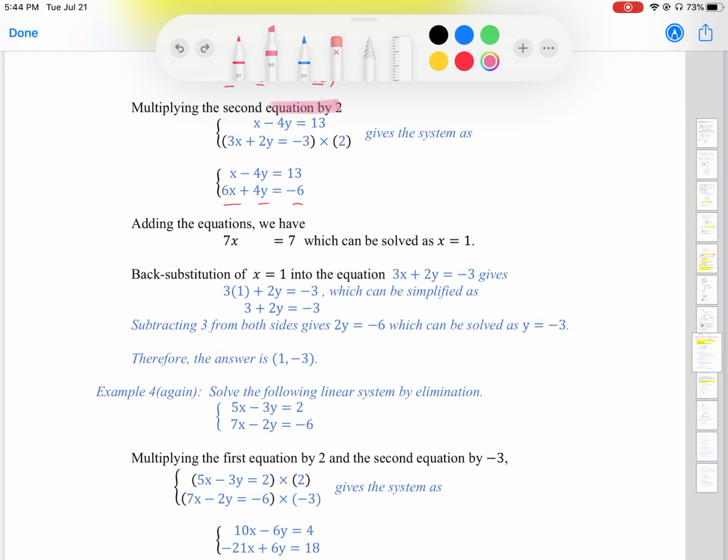So if we add our equations vertically, x plus 6x gives us 7x. 4y minus 4y, that's 0, so that's gone, is equal to 13 minus 6. That gives us 9? 7? 7. So we're left with 7x equals 7, which we have here. And if we divide by 7, we get that x equals 1.